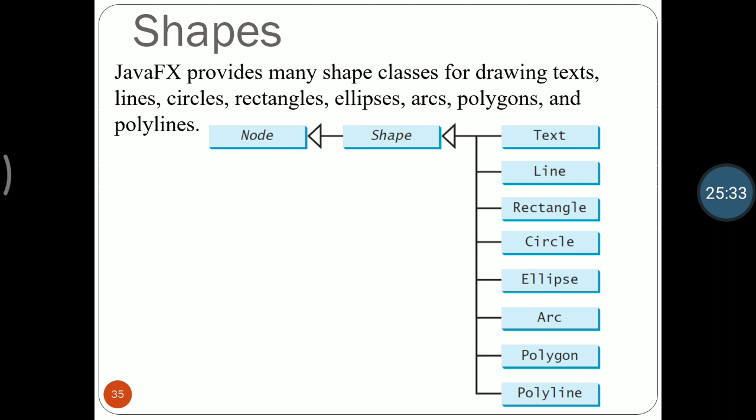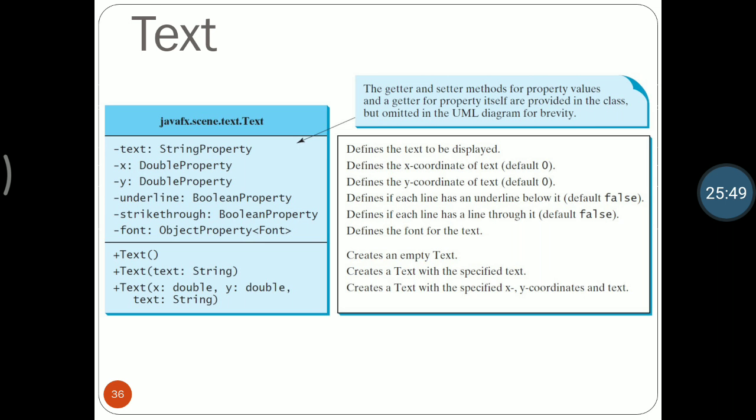Shapes. JavaFX provides many shape classes for drawing: text, lines, circles, rectangles, ellipses, arcs, polygons, and polylines. So all these will be part of Shape, and Shape will be part of Node. So first is the Text class. It is the javafx.scene.text class. It has properties of text, x, y, underline, strikethrough, font, and it has constructors like Text, Text with text, and Text with x, y, and text.